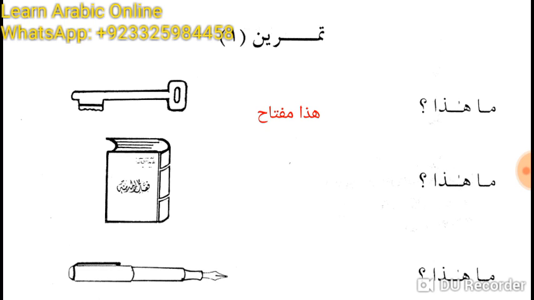Next page. Yes, here you see Tamreen ul awwal. Tamreen, and then the number 1 is written in brackets, so it is pronounced Tamreen ul awwal, first exercise. Here we have questions. Read these questions and answer these questions according to the picture.